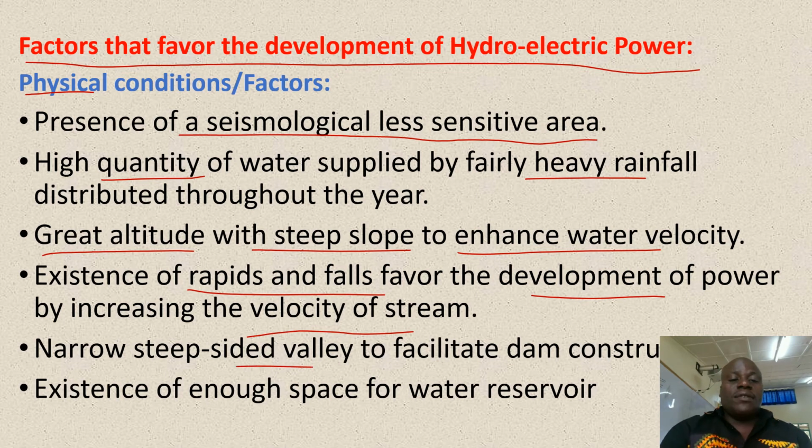Narrow, steep-sided valley to facilitate dam construction, which means the river width should be narrow. From one bank of the river to another, the distance should be short to allow easy, quick, and cheap construction. Existence of enough space for water reservoir. Behind the dam, there should be enough space where this water will collect to form a man-made lake behind the dam.